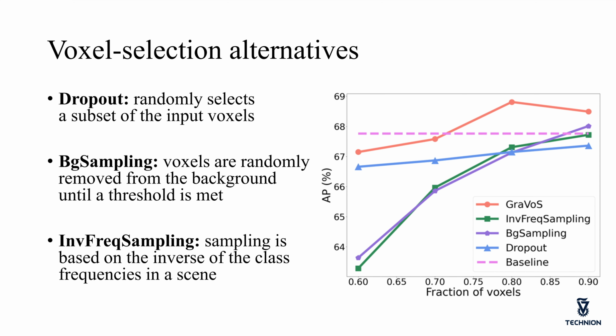GraVoS is compared to 3 other alternatives for different voxel selection ratios. The baseline is the constant performance of the detector, all voxels. It can be seen that, when too few voxels are used, the detector misses objects, as expected. For larger ratios, GraVoS outperforms other approaches significantly. This is due to the fact that we use the meaningful voxels.